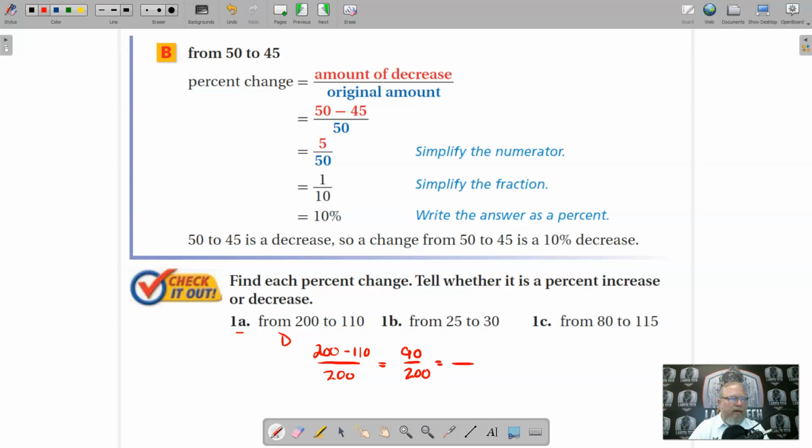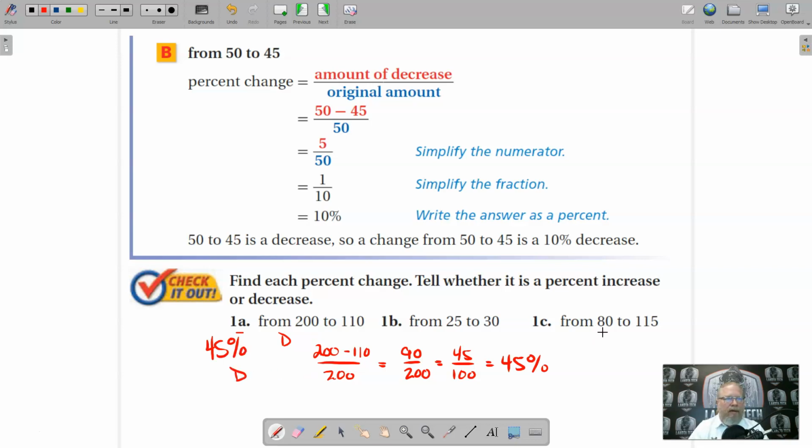Oh, here we go. Let's divide them both by 2 to get to 100. 45. Now 45 over 100 is 45%. So it's a 45% decrease for that one. So 45%, and we'll put D for decrease.